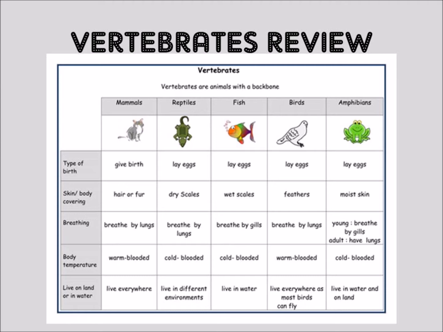Amphibians. Amphibians are oviparous animals. They lay eggs. They have bare skin. And when it comes to breathing, they are very special. When they are young, they breathe using gills. And when they are adult, they breathe using lungs. Amphibians are very special animals. They can live in water and on land.